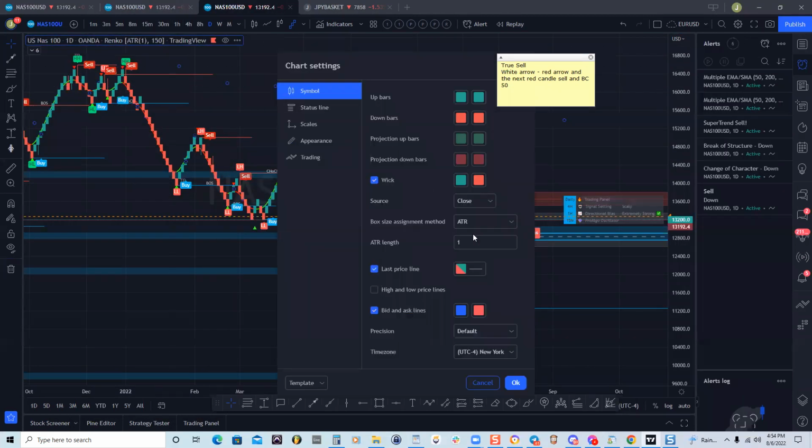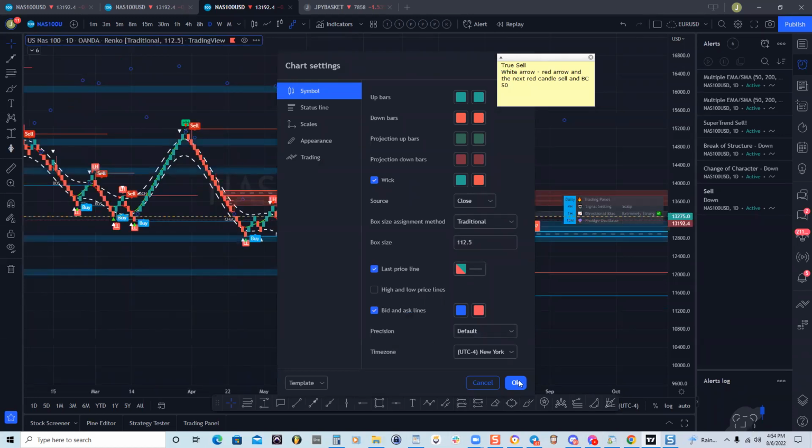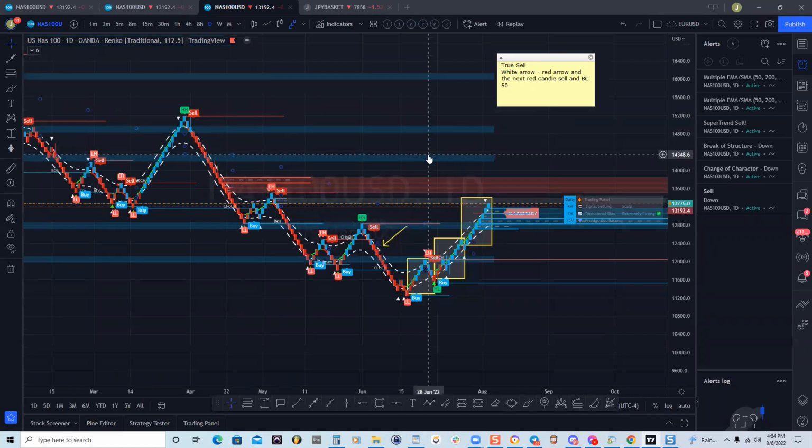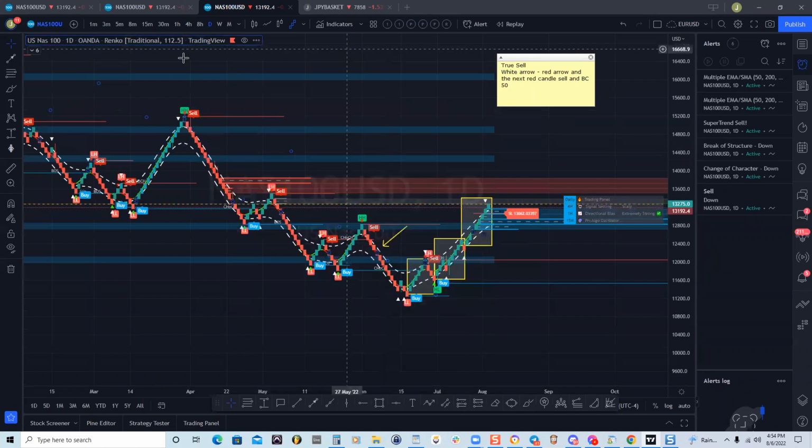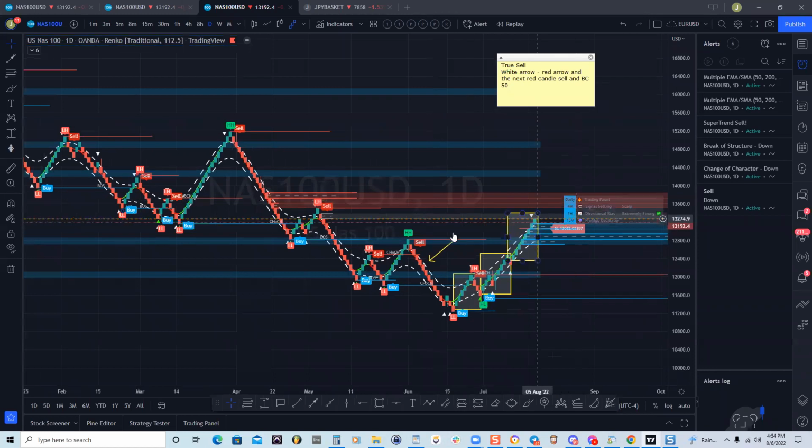See. Now I have an ITR. So I need to be traditional. See, you got to make sure you have the settings correct. You see that? I wasn't even looking at what I was looking at, because I had the settings wrong. So the settings need to be correct. 112.5.